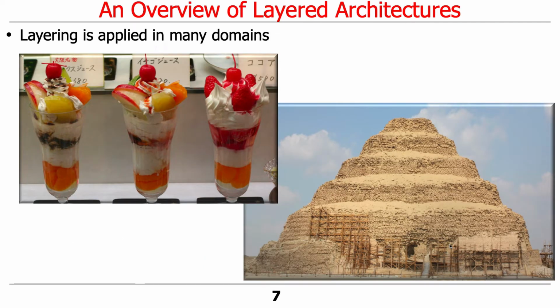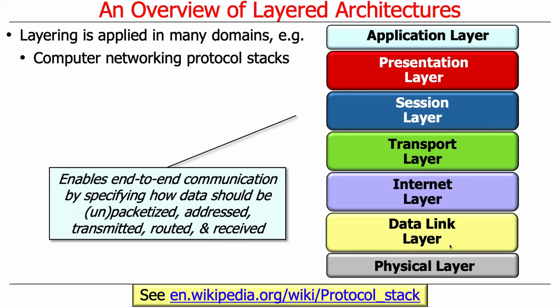So obviously layering is applied in lots of domains, not all of them computing, but we care about them primarily in the computing domain. A really good example of layering, which you've hopefully seen or will see when you take the networking course here at Vanderbilt, or a networking course, is the concept of layered protocol stacks. So there's the classic so-called OSI reference model layered architecture, which has 7 layers, as you can see here.